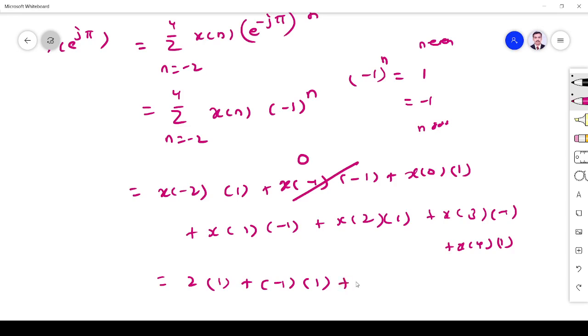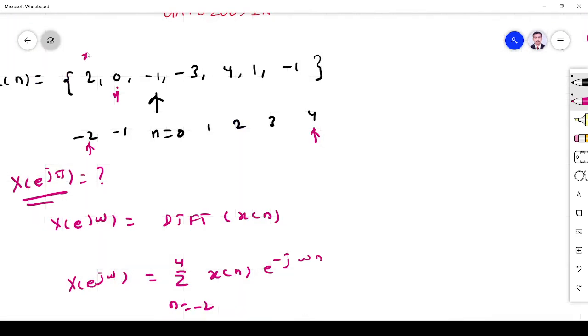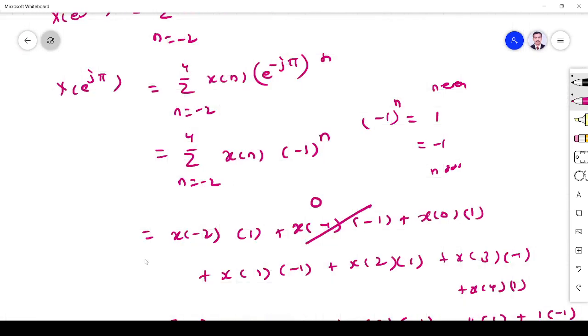So next, x of 1 is minus 3, and we get minus 1, plus x of 2 is 1, then x of 3 is minus 1, x of 4 is minus 1. Every value is given here, right? This here is x of minus 2. Substitute x of minus 1, x of 0, x of 1, 2, 3, 4.